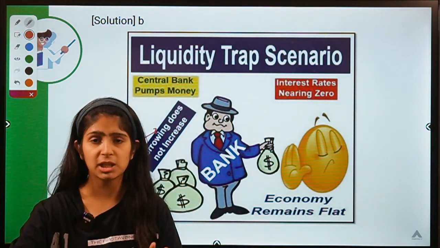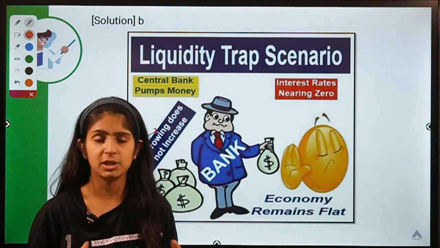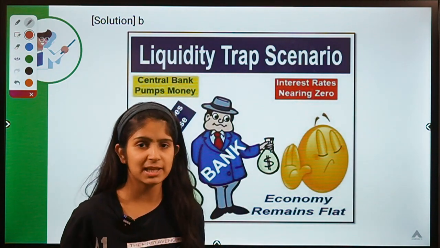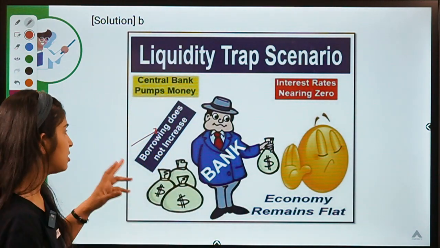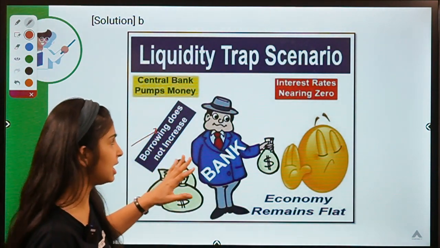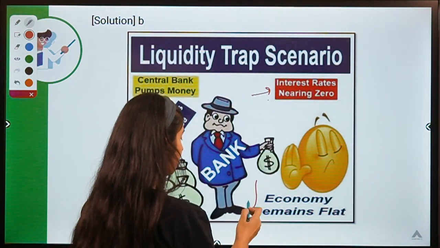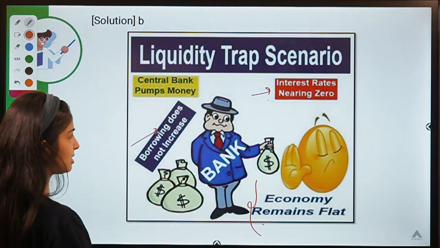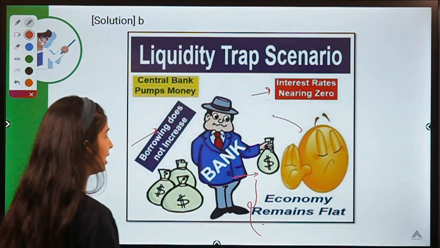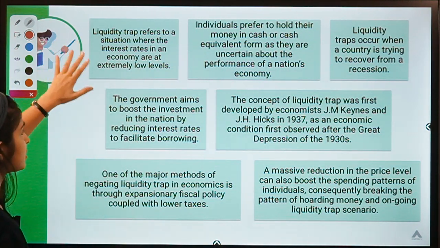And since they are not putting it out in the economy, the circulation is not going on, right? So the movement of money from one hand to another is not taking place, which is dragging the economy backwards, right? The government and central bank are trying to increase borrowing by cutting the rates, by reducing the cost of borrowing, with interest rates nearing zero, but the economy still remains flat, right? You can see how the bank is trying to push the loan, but the borrower is not willing to take it, right? So this is a liquidity trap scenario. I think we have discussed most of the things here.